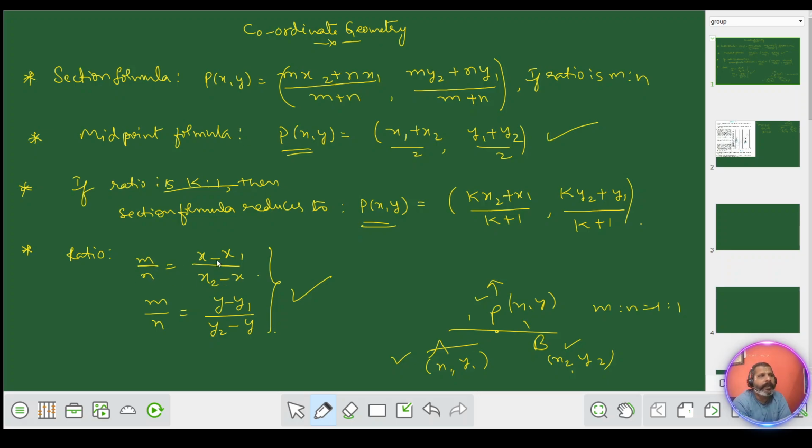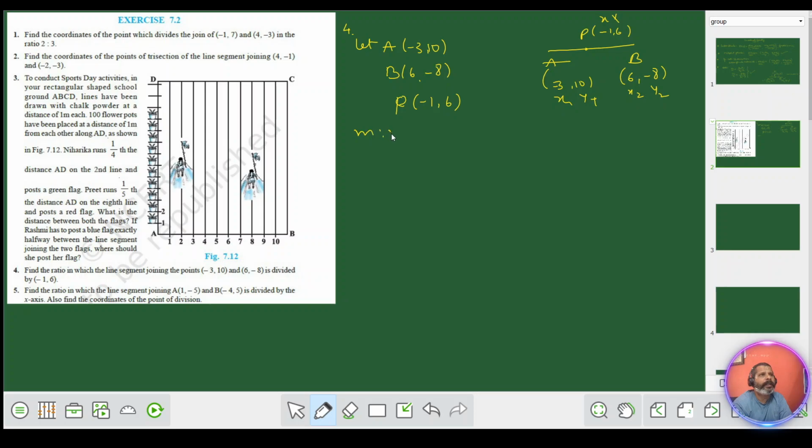You just see the formula here. m is to n, means m by n, is x minus x1 by x2 minus x, y minus y1 by y2 minus y. We write this again. What is asked? m is to n is question mark. Therefore, m by n is x minus x1 by x2 minus x. We have to calculate both using x1 y1 x2 y2 coordinates. So x is P's coordinate, minus 1. x1 is A's coordinate, minus 3, so minus of minus 3, by x2 is 6, minus x is minus 1. So minus 1 plus 3, 6 plus 1, 2 plus 7.